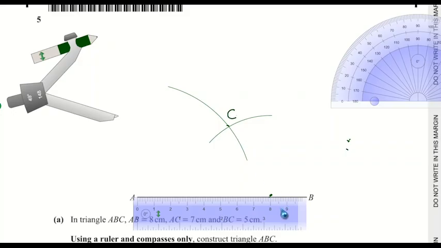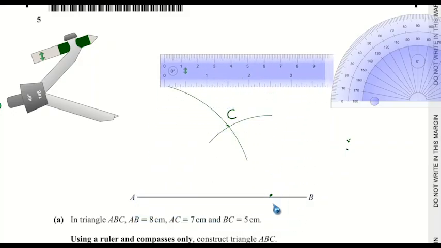So I can take this away now. This will be B now, not this one here. So we can connect them together. AC here. Then we can also have BC here. Good. So this is going to be 7 centimeters, this is going to be 5 centimeters, and this is going to be 8 centimeters.